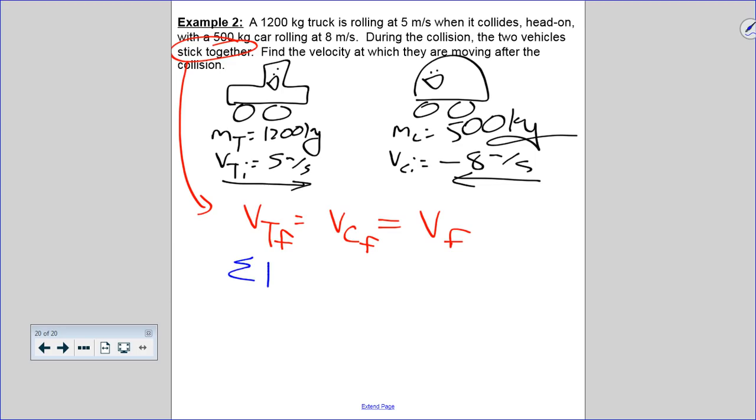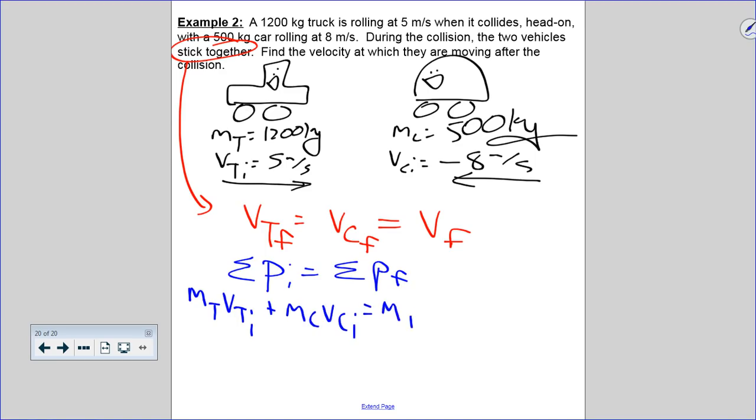Our total momentum before the collision has got to equal our total momentum after the collision. So that means the momentum of the car initially plus the momentum of the truck initially, so it's the mass of the truck times the velocity of the truck initially, that's the truck, plus the mass of the car times the velocity of the car initially, that's the car, equals the mass of the truck times velocity of truck final, plus the mass of the car times velocity of car final. And just plug in your numbers.